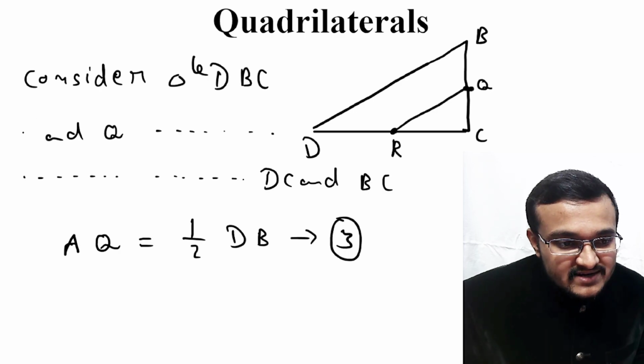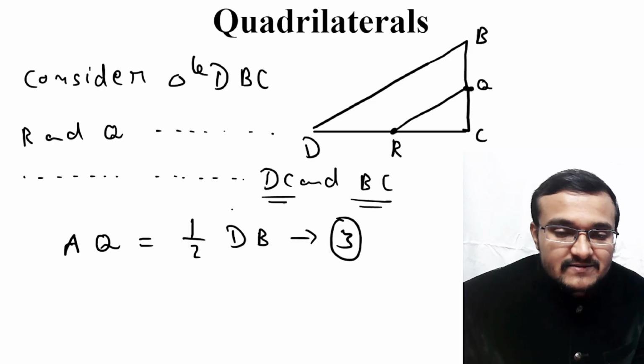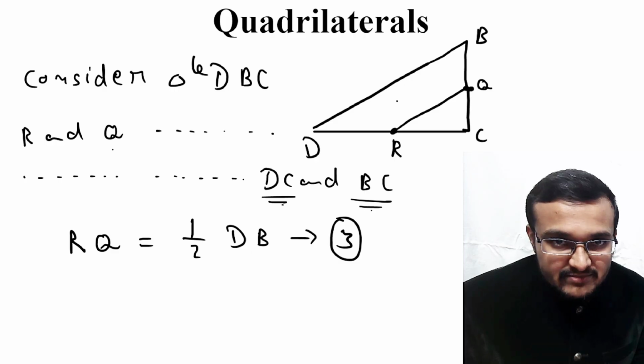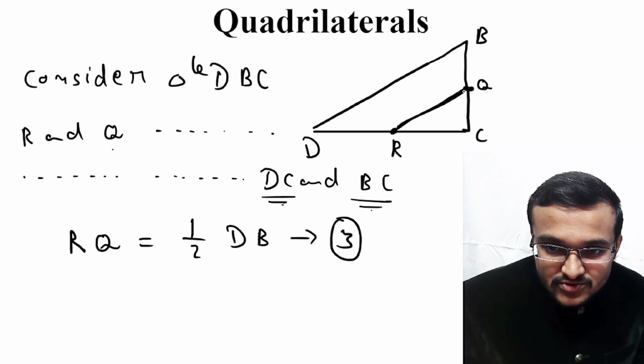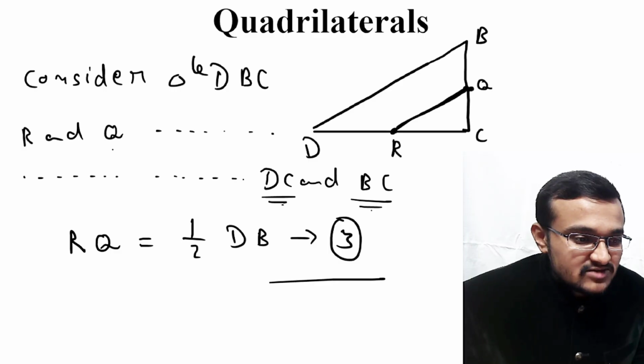If you consider triangle DBC, R and Q act as the midpoints of DC and BC. So here RQ is equal to half DB. So this particular RQ line will be equal to half of DB. So this you can call as equation 3.